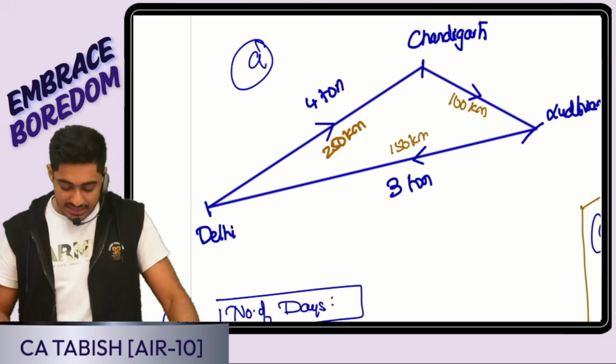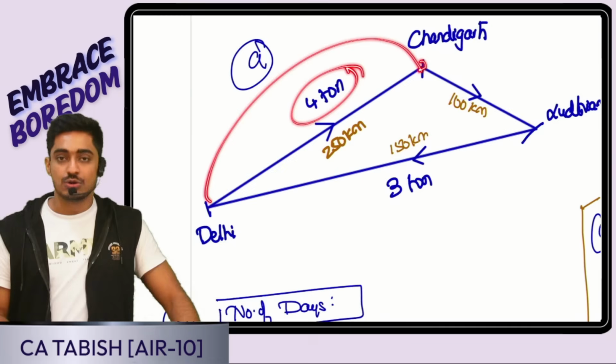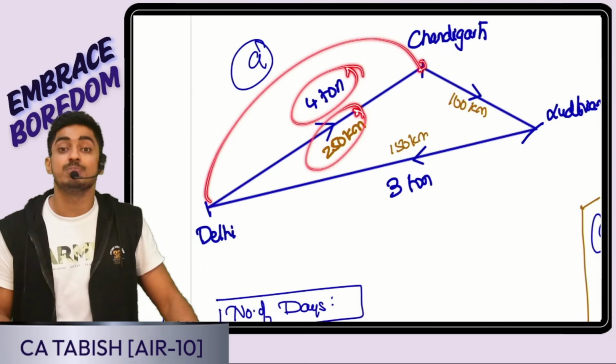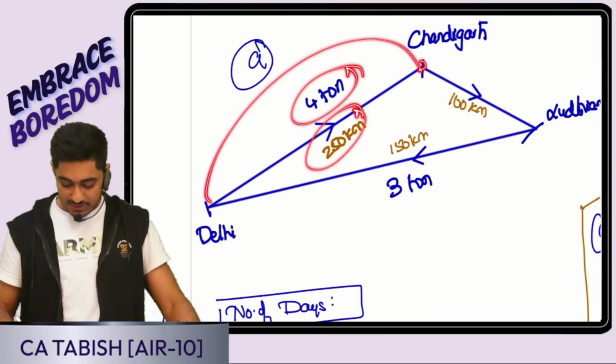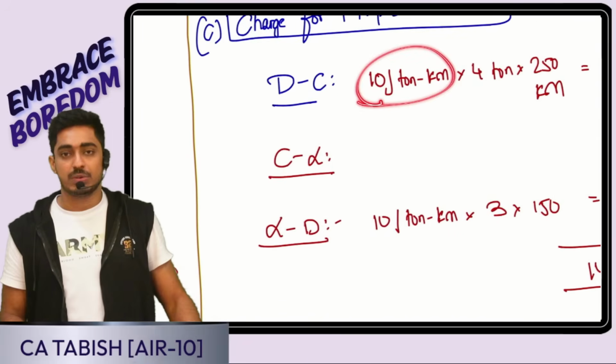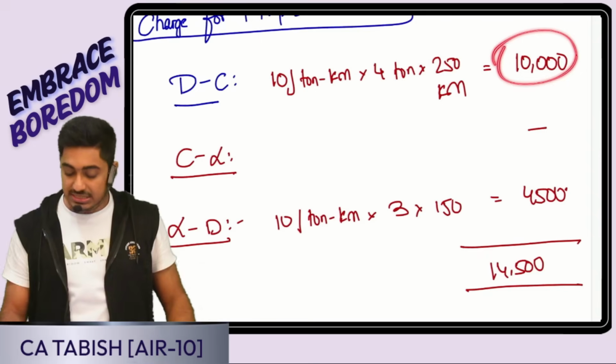So from Delhi to Chandigarh, am I transporting goods? Yes boss. In this case, how much will I be charging? I will be charging 10 rupee per ton kilometer. Yes or no, everyone? Perfect. How many tons are there? 4 tons, for 250 kilometer. I will be charging 10,000.